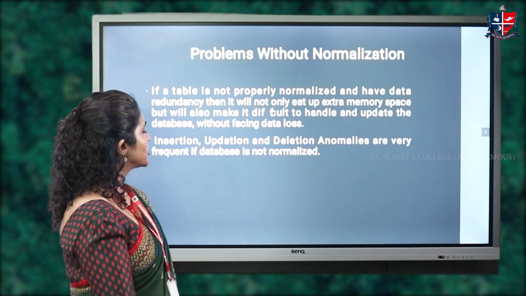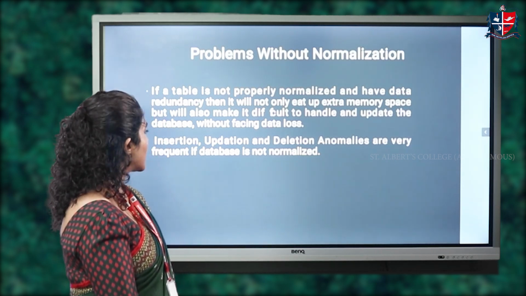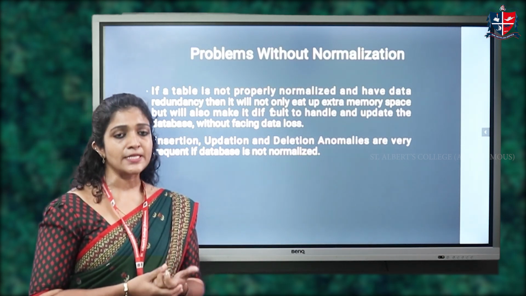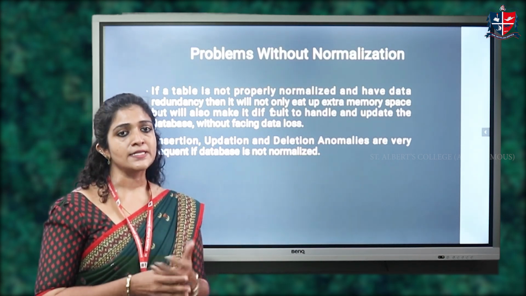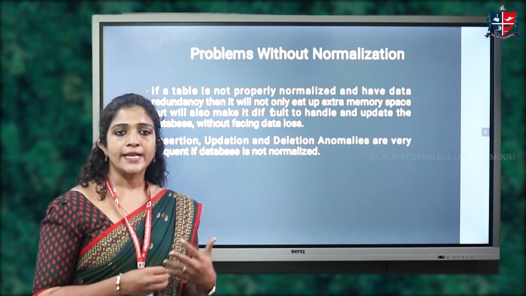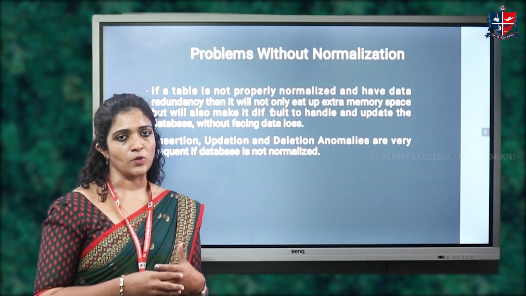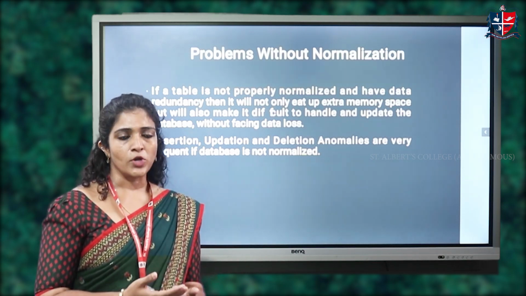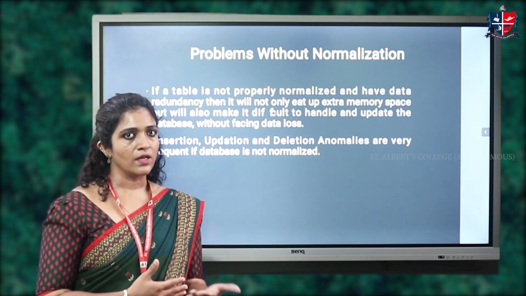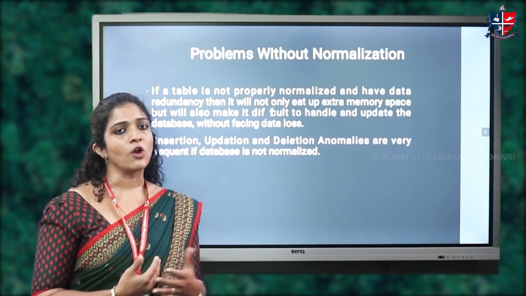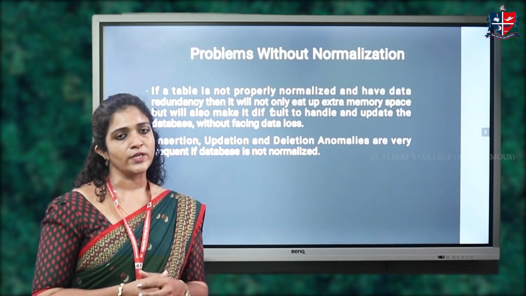Insertion, updation, and deletion anomalies are very frequent if the database is not normalized. That means if the database is not normalized, it will lead to these three difficult situations: insertion, deletion, and updation anomaly. When we insert data into a database, this will produce some undesirable output, and when we delete or update data in the database, this will also cause some problems for the data that is stored in the database.